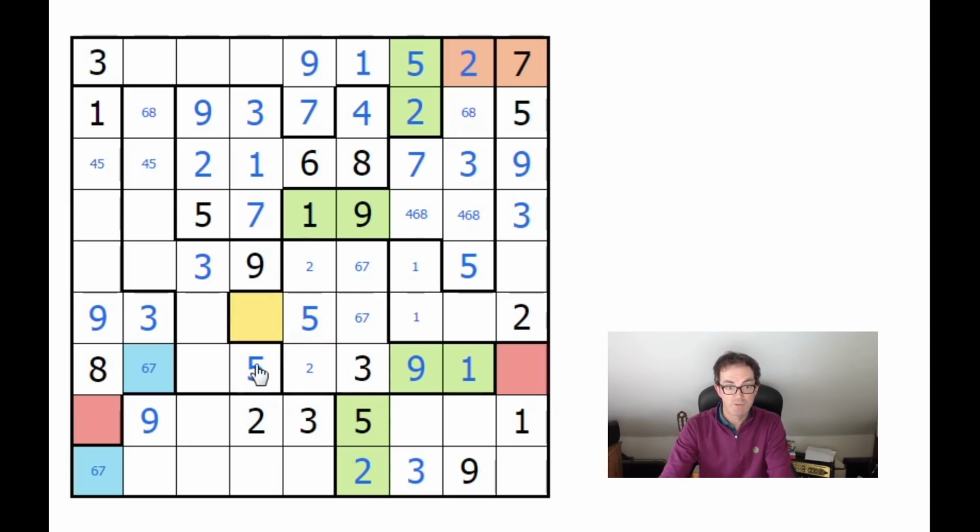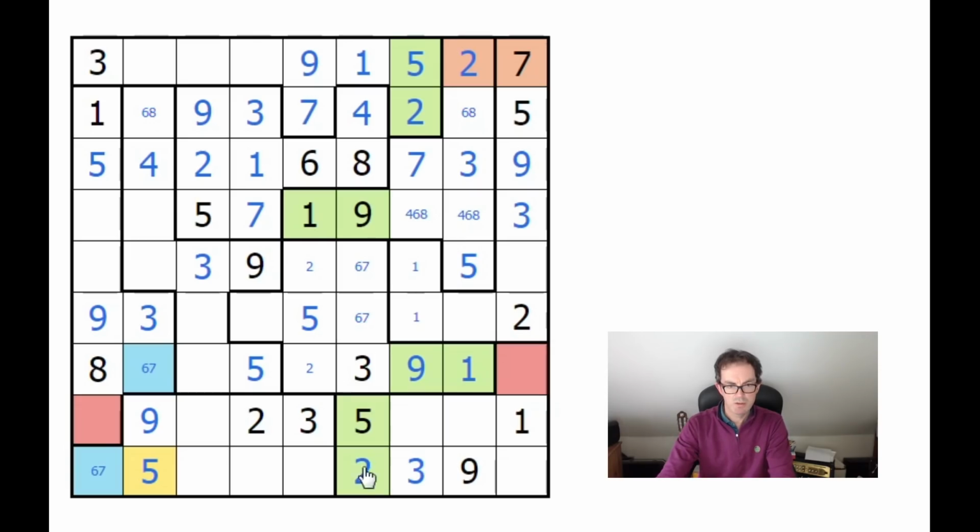5, 5. Now this 5 here resolves. This can no longer be a 5. This is a 4. This is a 5. Have we done all the 5s now? No, we haven't. We haven't done a 5 in this block down here. It must go here. This is a 5.